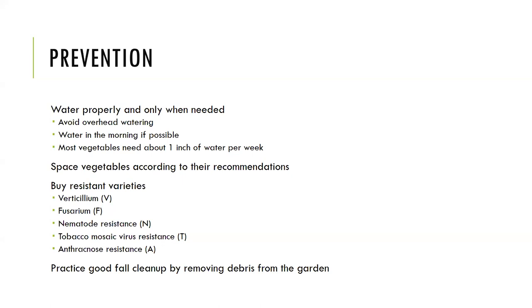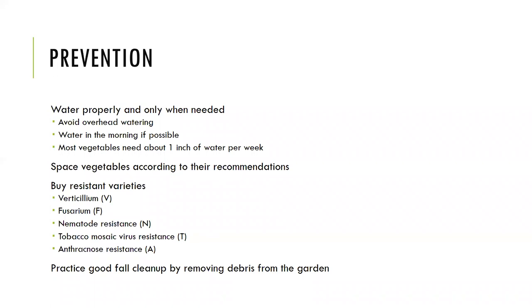In general, most vegetables need about 1 inch of water per week. So a really easy way to track this is with a rain gauge being placed in your garden. It just helps keep an eye on how much rain we're receiving from Mother Nature, and it can help prevent you from overwatering. In times of extreme temperatures, you will need to water more often though.